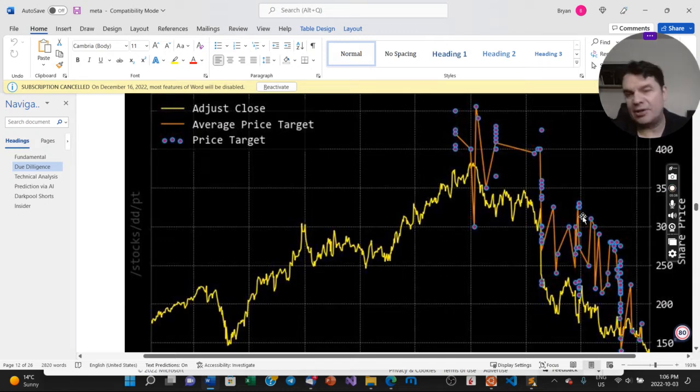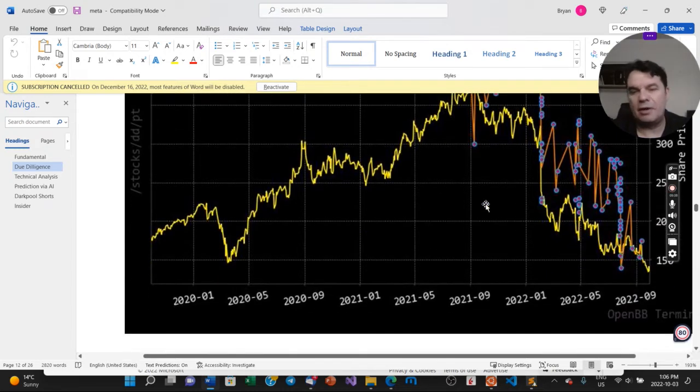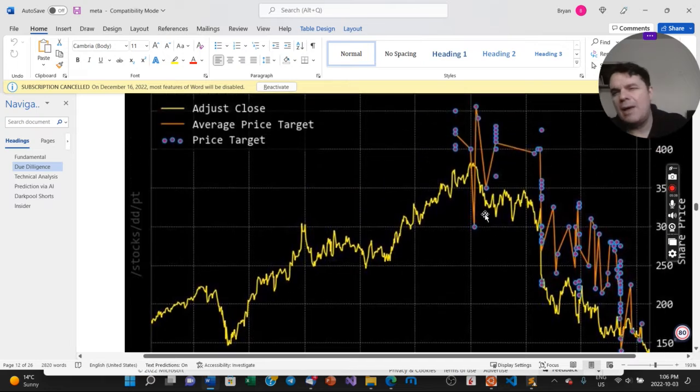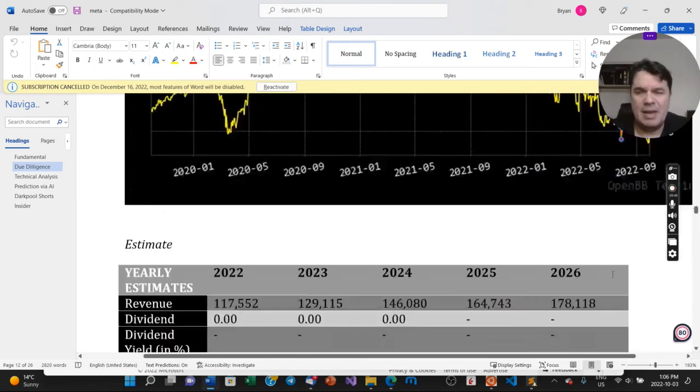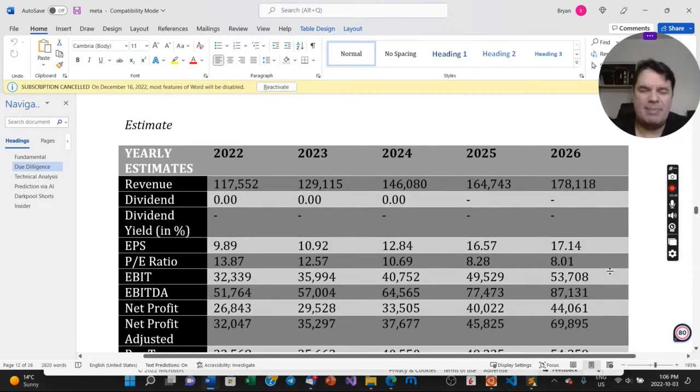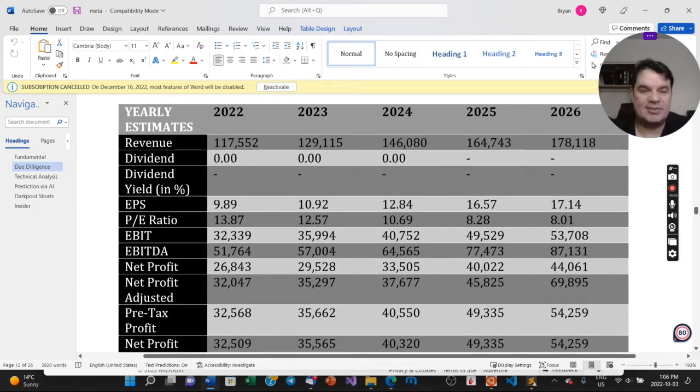Now, here's the price target. You can see as the price started to fall back in September last year, really inflated target pricing, and the stock just didn't keep up. Another bad sign. Here's some of the estimates.